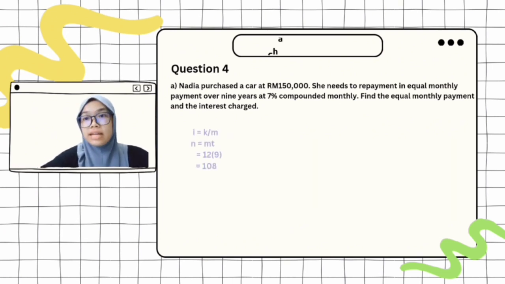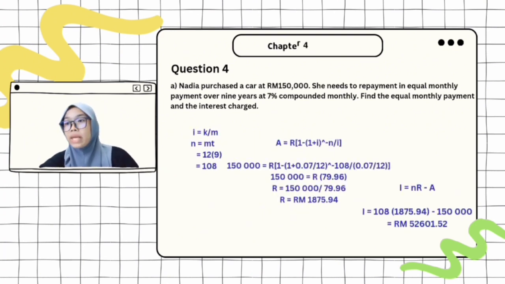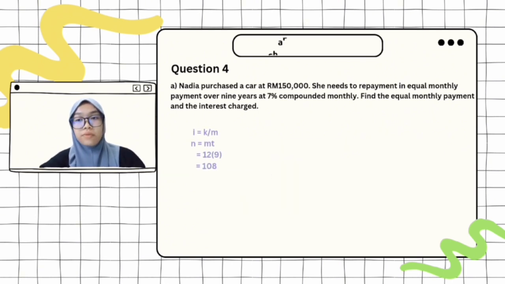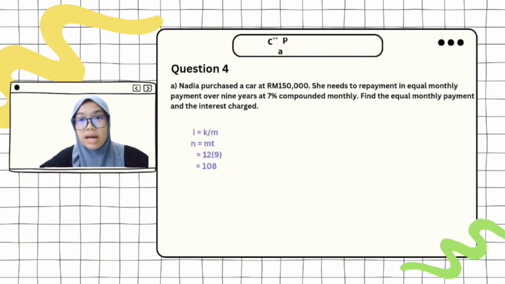I'm going to show you how we solve question number 4A. The question tells us that Nadia has purchased a car at 150,000 and she needs to repay in equal monthly payments over 9 years at 7% compounded monthly. We need to find the equal monthly payment and the interest charge. For this question, we use the present value formula, A equals R bracket 1 minus bracket 1 plus i to the power of negative n over i. We are looking for R, while A is given as 150,000, and then we will calculate i.